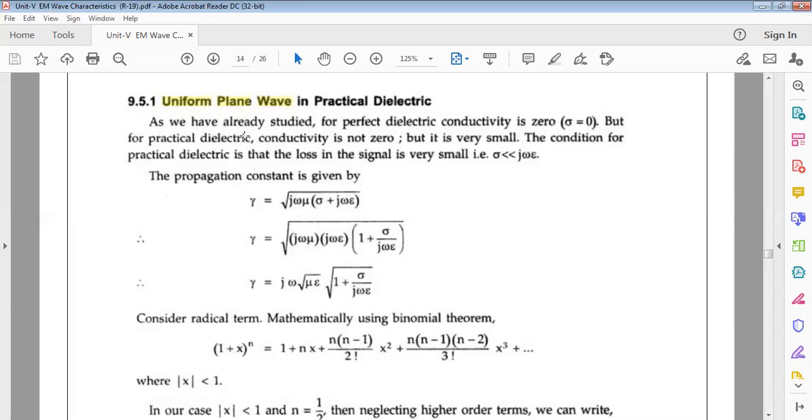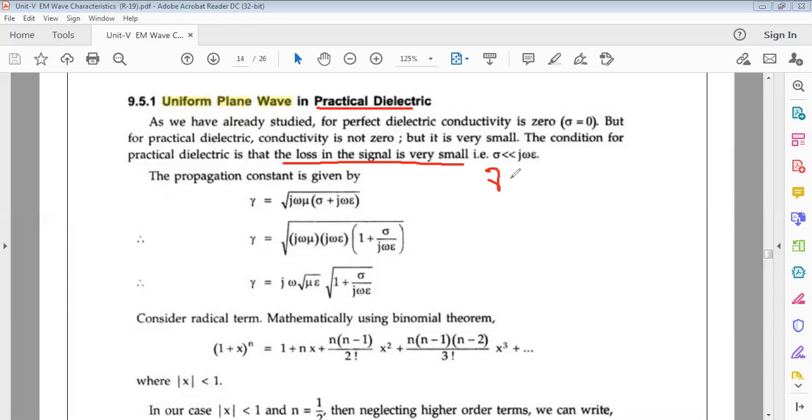Now we can go for the uniform plane wave in the practical dielectric. As we already studied, in a perfect dielectric the conductivity is 0, but in a practical dielectric the conductivity is not 0, though it is very small. The condition for a practical dielectric is that the loss in the signal is very small. Since conductivity is not 0, it is not a lossless dielectric, but the loss is very small. That is, sigma is very much less than j omega epsilon.